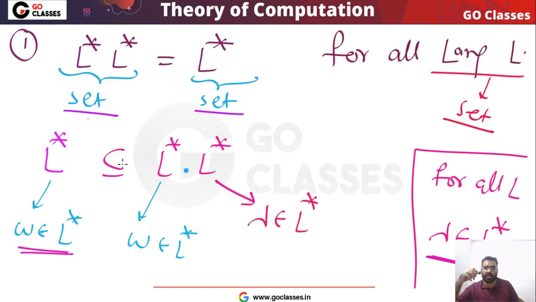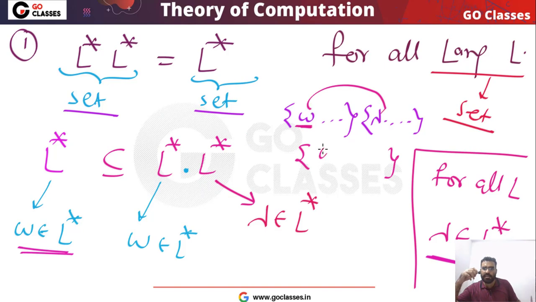So when you do the concatenation, it will be like this. W is here, concatenated with the empty string. W is in this L star, and in this L star you have the empty string. So finally, when you do the concatenation, this W will definitely be there. So I can say that if any string belongs to L star, then that string definitely belongs to L star L star. So this is the proof.